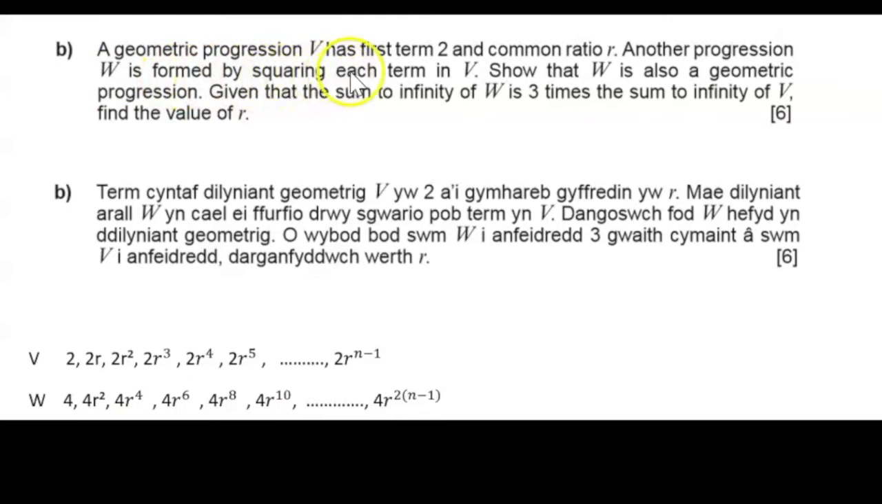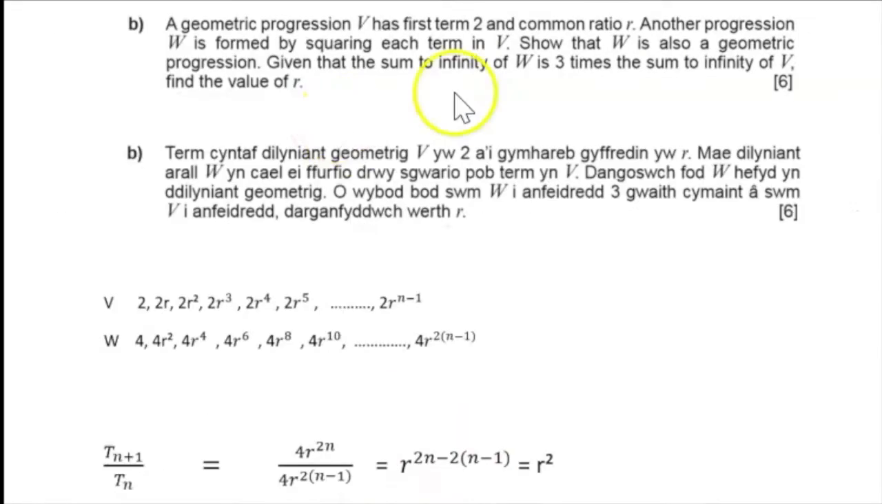W is formed by squaring each term in V. So W is 4r squared, 4r to the 4th, 4r to the 6th, 4r to the 8th, 4r to the 10th, and this term would be 4r, and if we square it, the power will be 2 bracket n minus 1. We want to show that W is a geometric progression. If we look at W, it is 4r squared, 4r to the 4th, 4r to the 6th. Every time we times by r squared, so the common ratio is r squared.